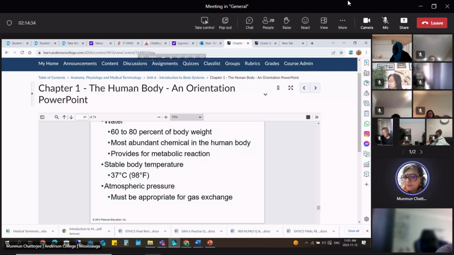When it goes below 34, it is called hypothermia, and when it goes up more than 38, we call it hyperthermia. What is another term for it? Fever. High fever. The pyretic or pyrogenic.